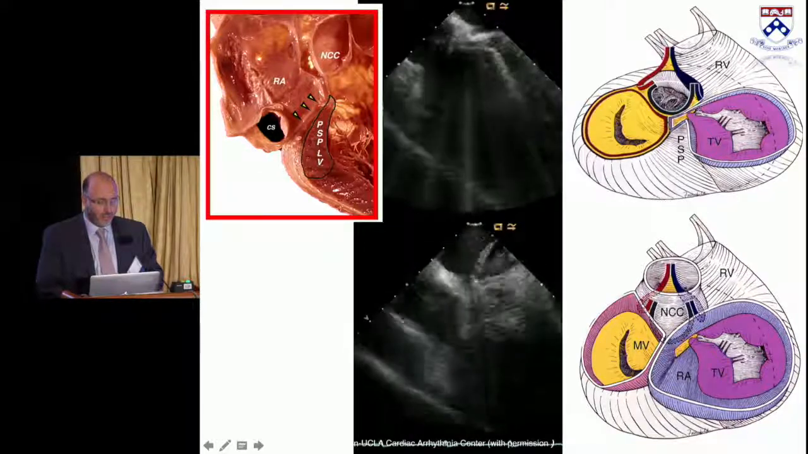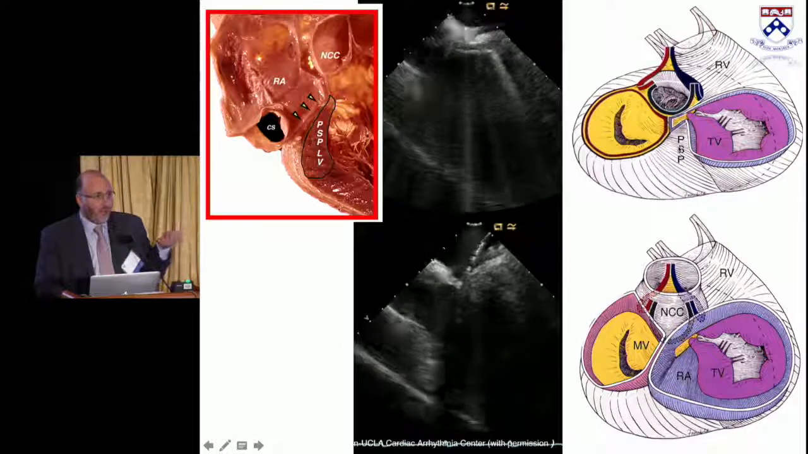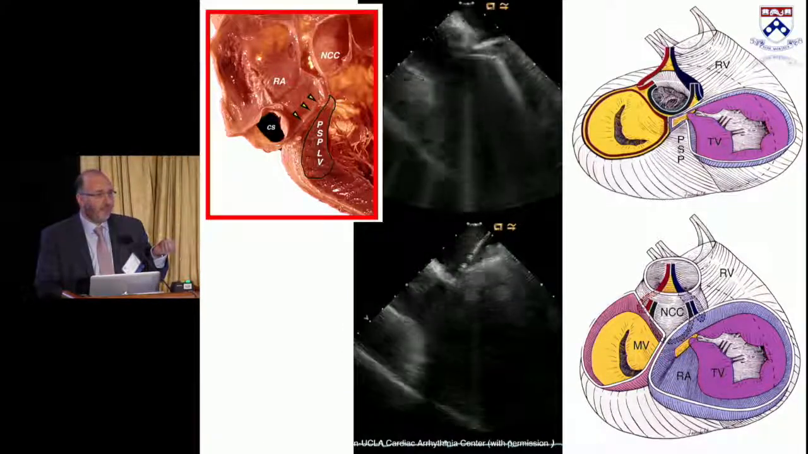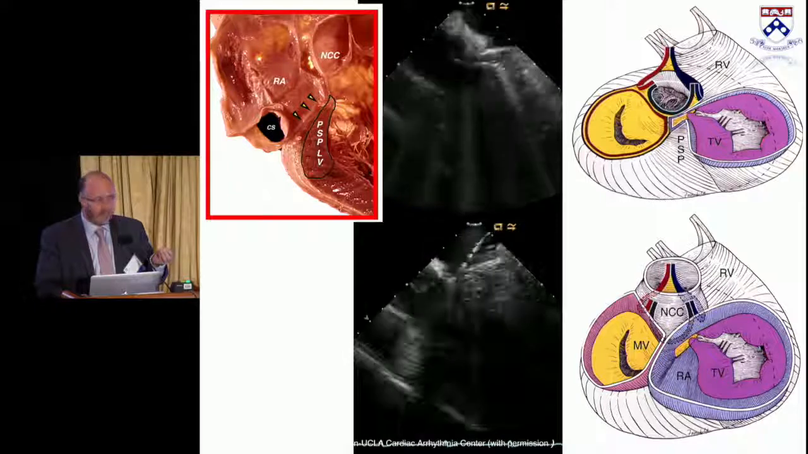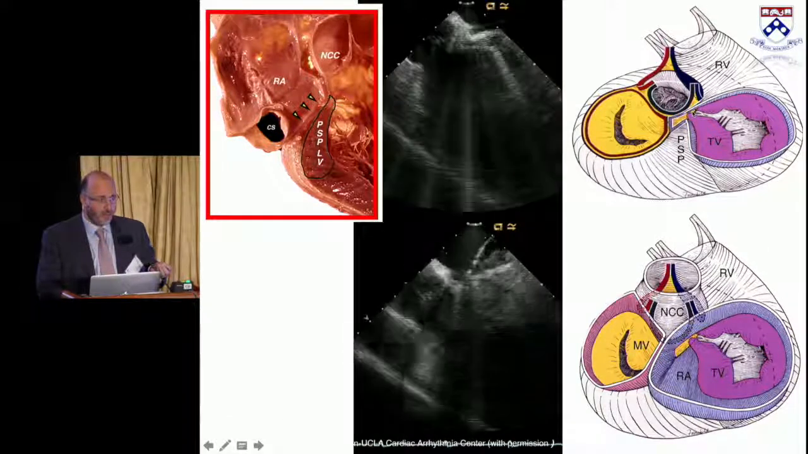This is the membranous septum in yellow on the top. This catheter below the non-coronary cusp is in the most proximal aspect of the posterior aspect of the ventricle, called the posterior superior process of the LV. This yellow thing is the membranous septum.